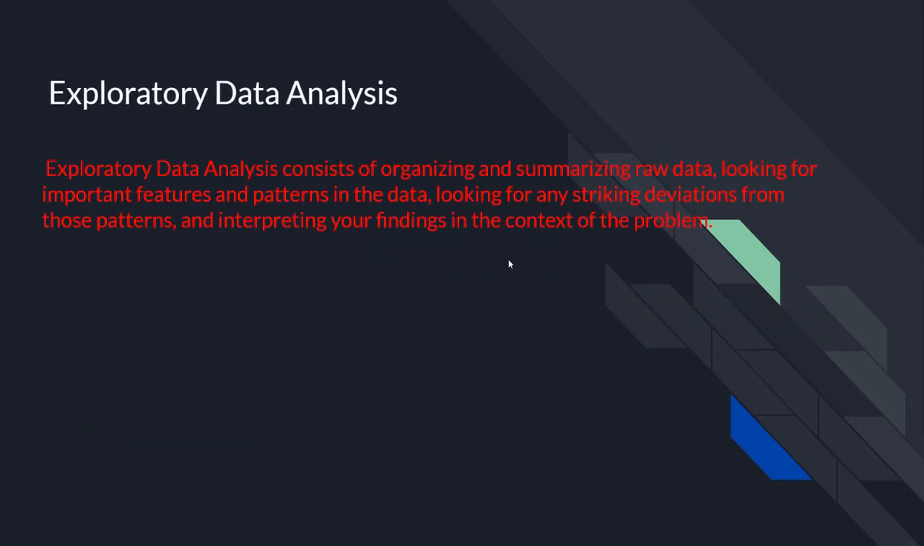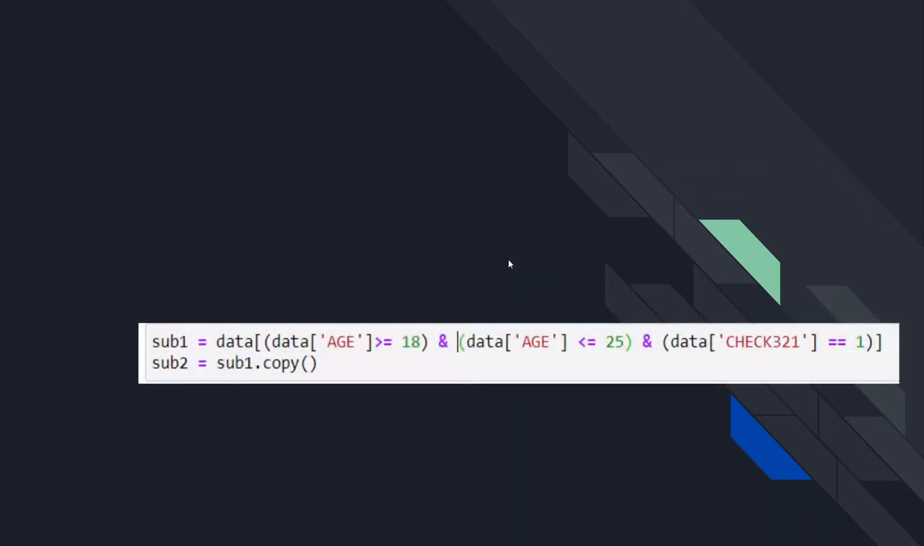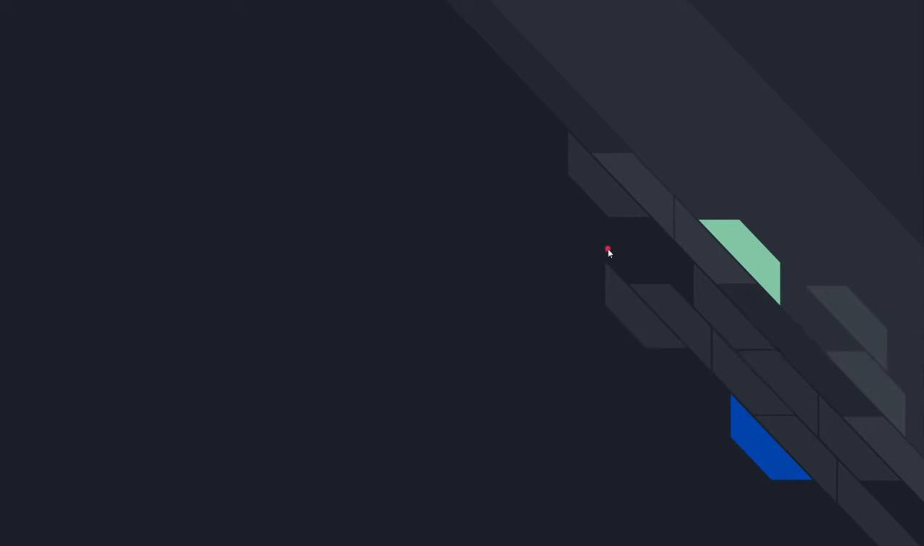So far we have discussed exploratory data analysis and how to draw frequency distributions of certain variables. Also, we have created a subset of our data in which all the population is only 18 to 25-year-old and the person who has smoked cigarettes in the past 12 months. In this video, we will discuss data management.